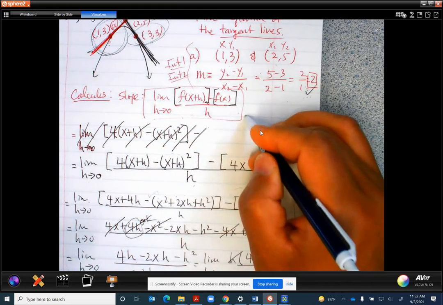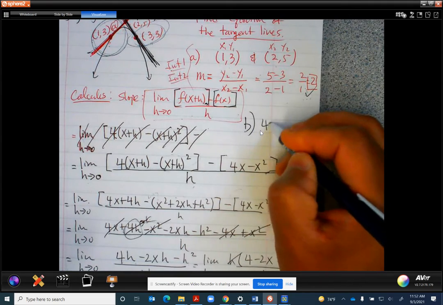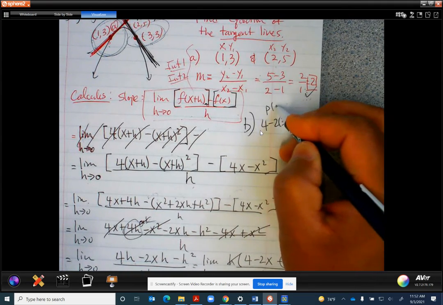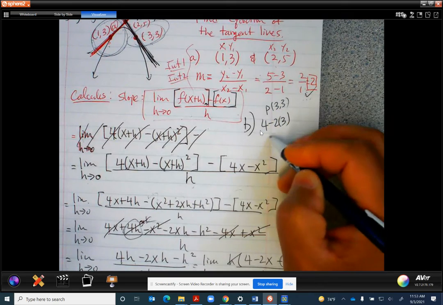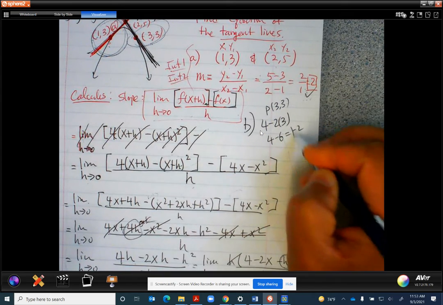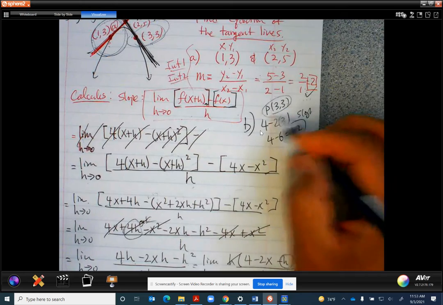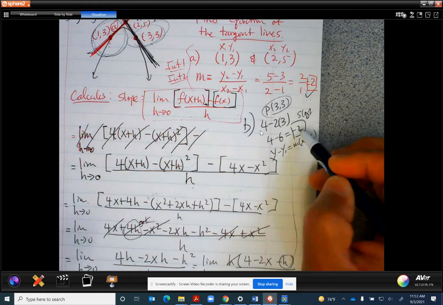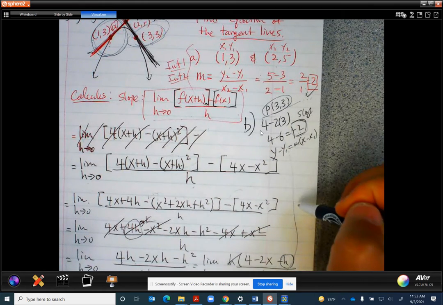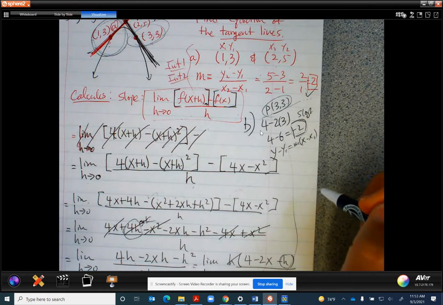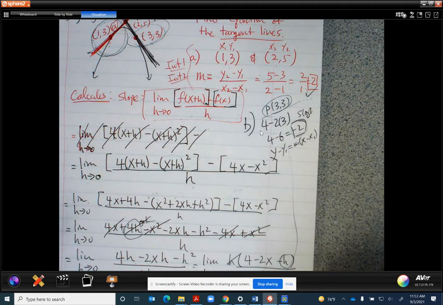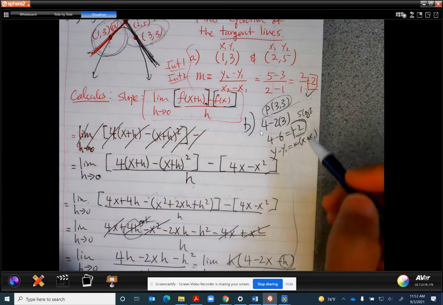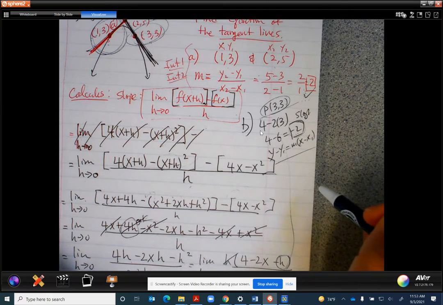So this is part B. You plug in 3, 4 minus 2 times 3, because you have a point at 3, 3. So this is 4 minus 6, which is negative 2, and that is your slope. And same thing, we use y minus y1 is equal to m times x minus x1. And this is your slope, this is your point. You plug it in, and you find the equation of the line. Okay, honestly, how many of you guys follow what I just did with this problem? Okay, all right, that's fine. Okay, that's number 51. I'll post this, okay? All right, anything else?